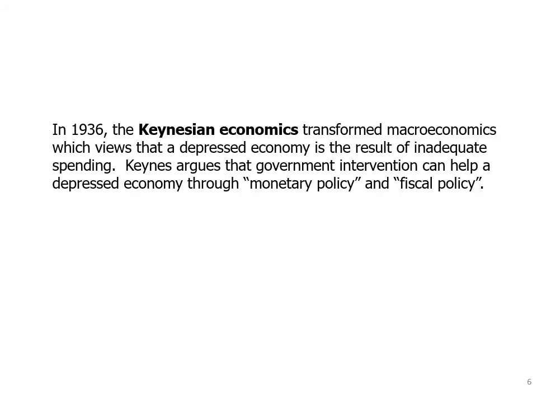So as a result of this, in 1936, Keynesian economics transformed macroeconomics with the view that a depressed economy is the result of inadequate spending. So Keynes argues that government intervention can help a depressed economy through monetary policy and fiscal policy. Sounds familiar, right? You might have heard of this before. Monetary policy and fiscal policy. All right, so this is what he's saying.